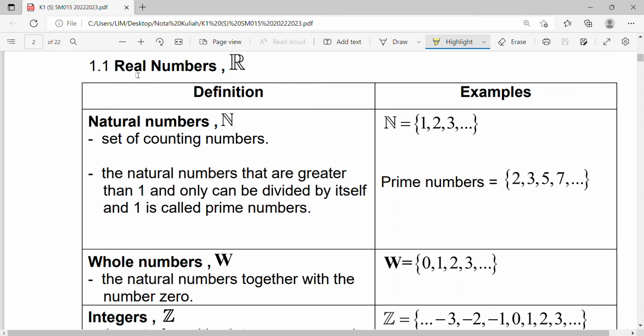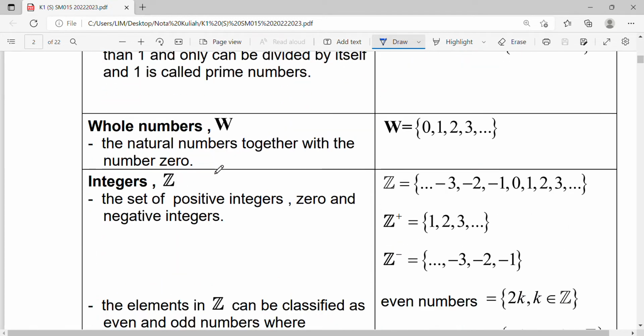Okay, so for our topic 1, subtopic number 1, 1.1 about real numbers. Real numbers are denoted as R. So when you see the symbol R, it means it will be represented by real numbers. Inside real numbers, we have a few categories of numbers here.